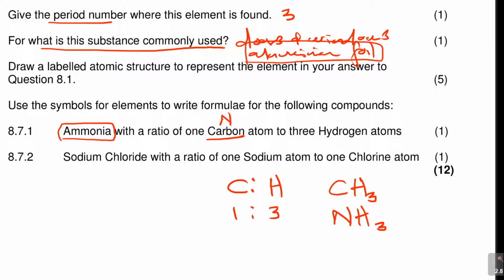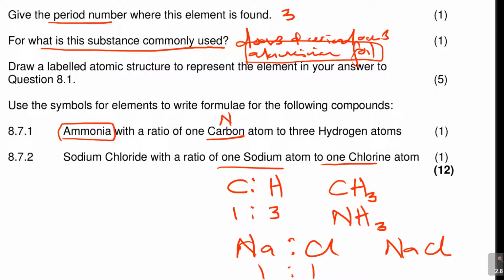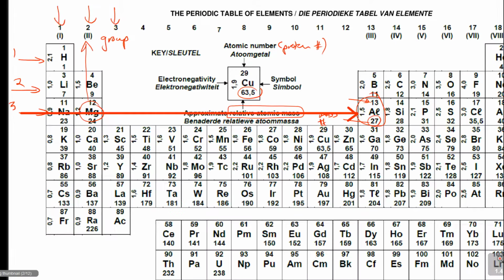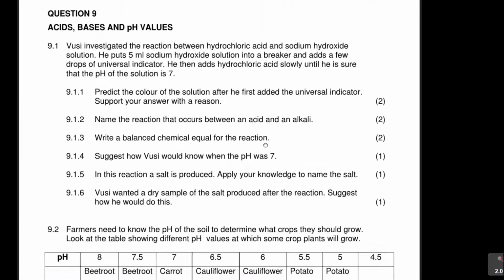Sodium chloride with the ratio, sodium, it's Na, is to 1. 1 sodium is to 1 chlorine, it's Cl. So 1 is to 1. So it's NaCl, sodium chloride. That's the chemical symbol there. Alright, moving on.